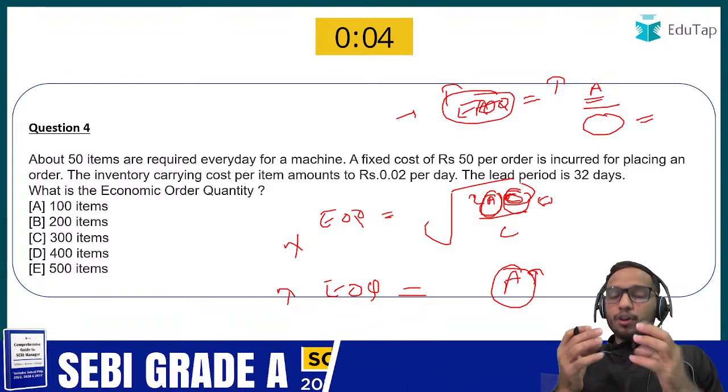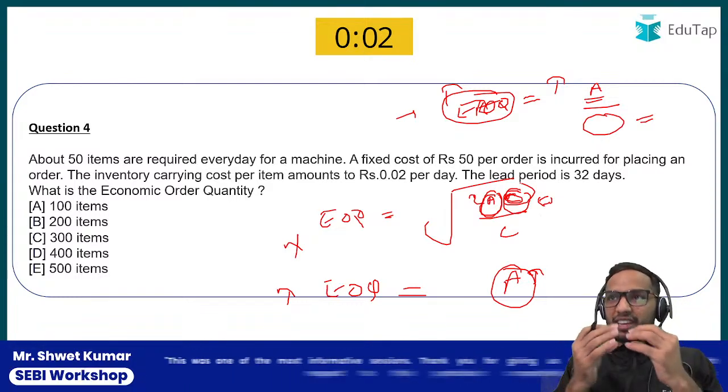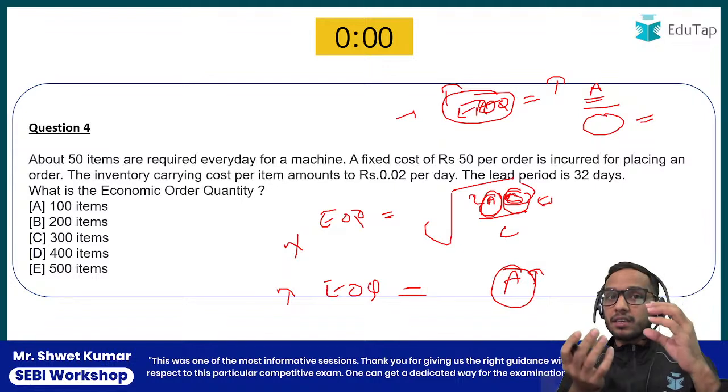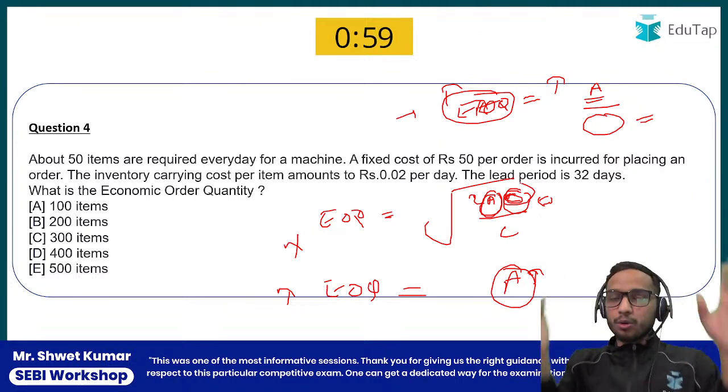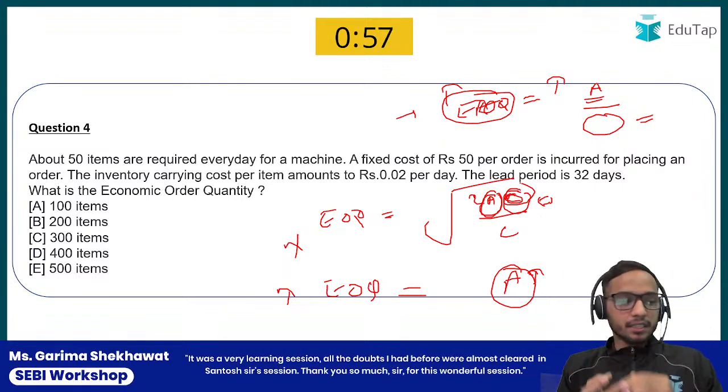What is more beneficial for us? Should we increase our order size? Should we increase the quantity in a particular order size, or should we decrease it?